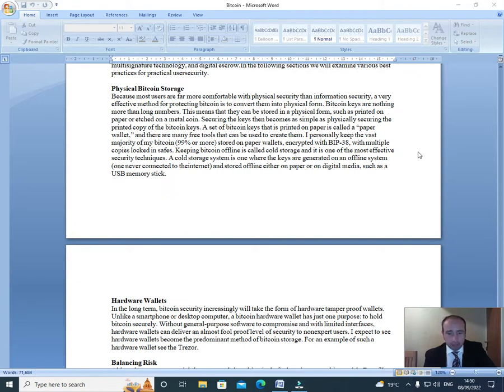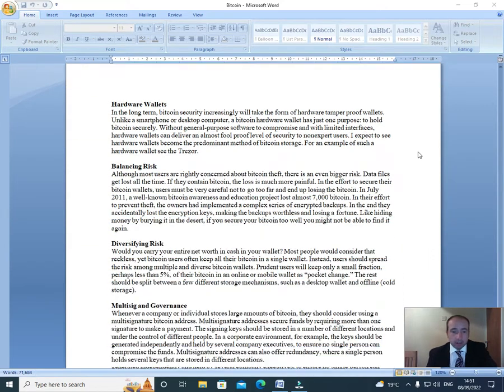Keeping Bitcoin offline is called cold storage, and it is one of the most effective security techniques. A cold storage system is where the keys are generated on an offline system, one never connected to the internet, and stored either offline in paper or on a digital wallet such as a USB memory key.